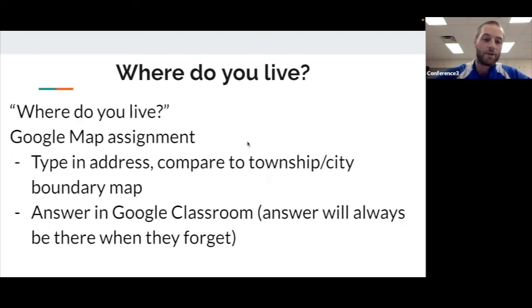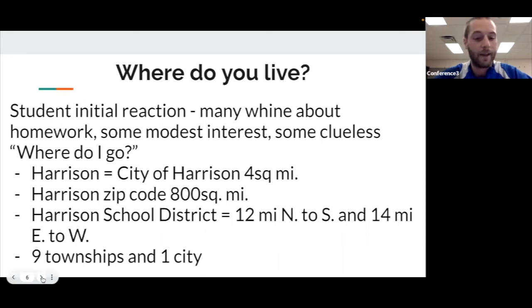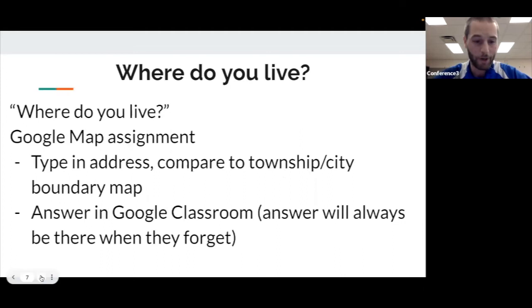So this turns into the initial assignment, me asking, where do you live? And very easily, we just pull up Google Maps. Hopefully they know their address. Some of them I have to help them out, figure out where they live, type that in. But they type in their address and we do a little map activity comparing it to the township and city boundary map because these kids need to figure out where they actually live. We've got a lot of different townships to choose from, 9 and 1 city. So they have to figure out of these 10 places, where should they go?